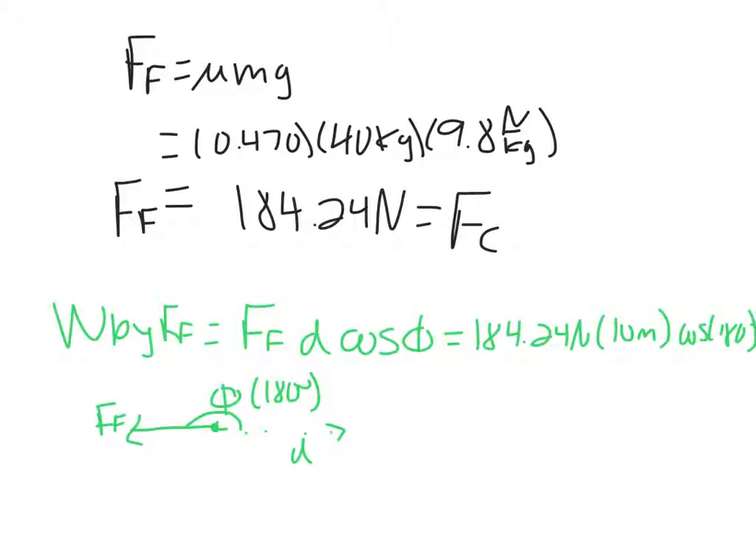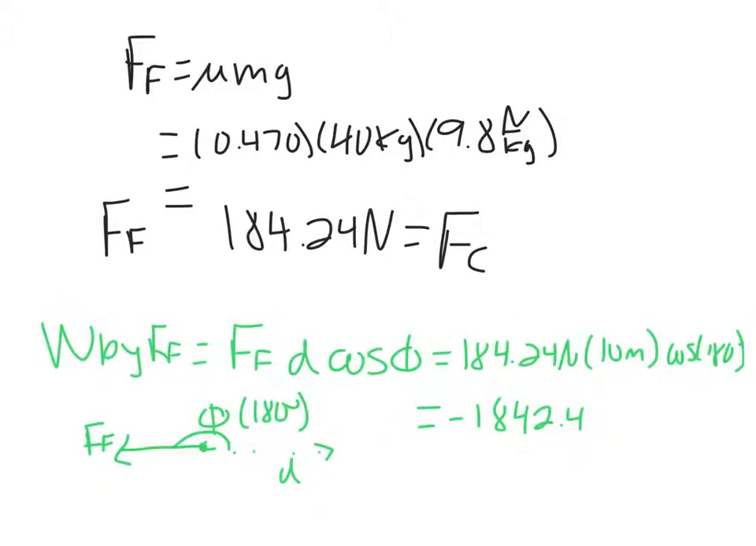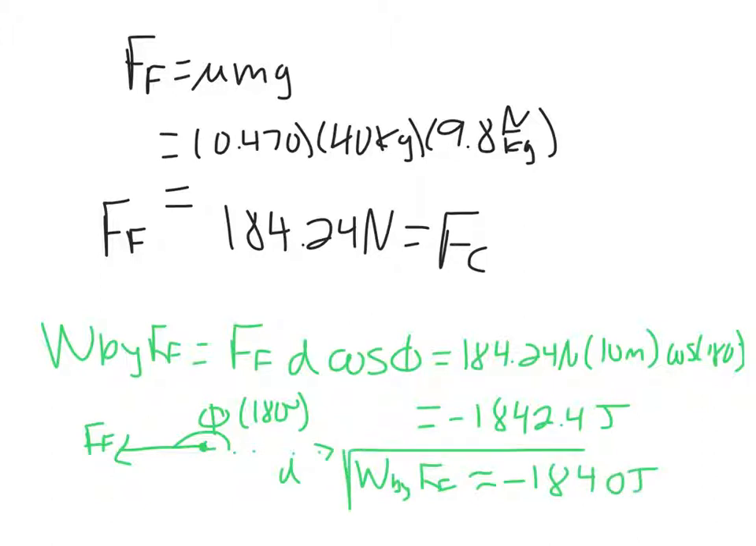So cosine of 180 degrees is just -1. So -1 times 10 times 184.24 equals a negative 1842.4 joules. So with 3 sig figs, the work done by the frictional force is approximately negative 1,840 joules. Negative because friction is taking energy out of the system, so that's why work is negative.